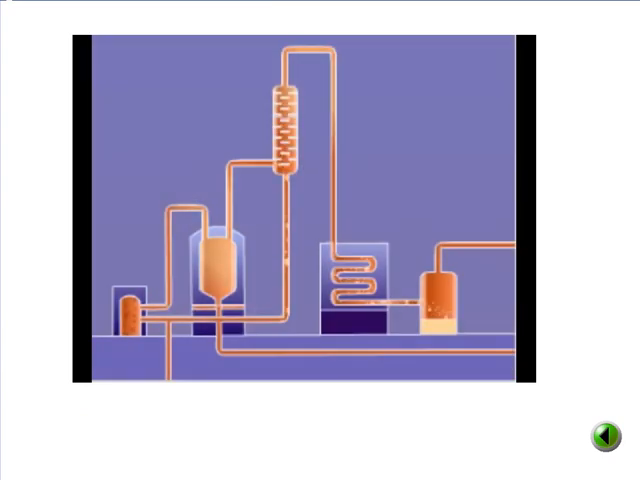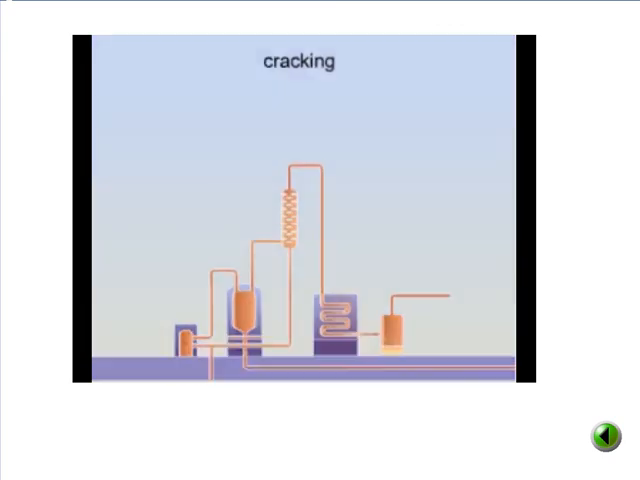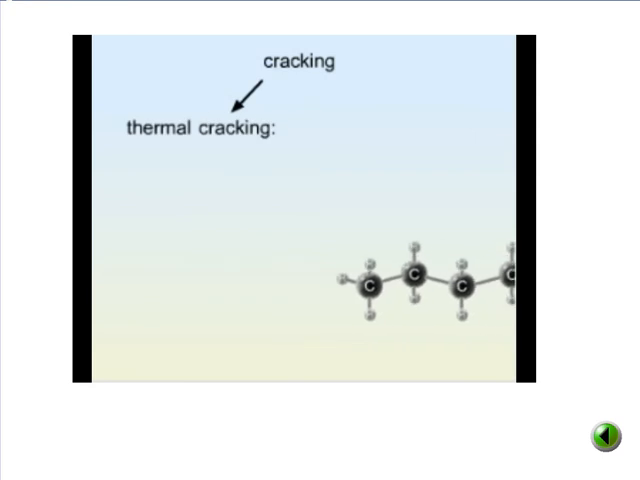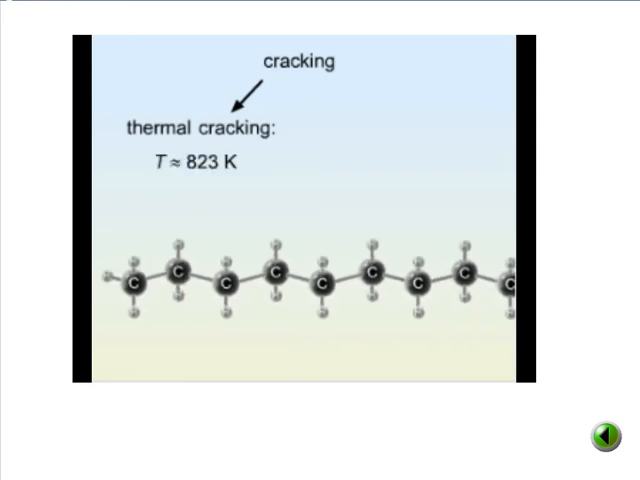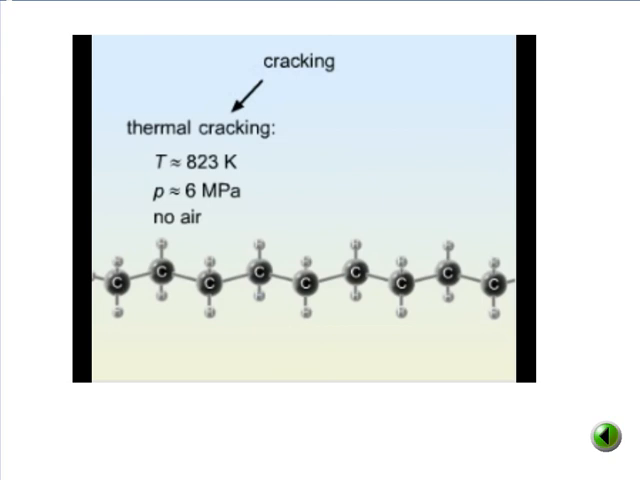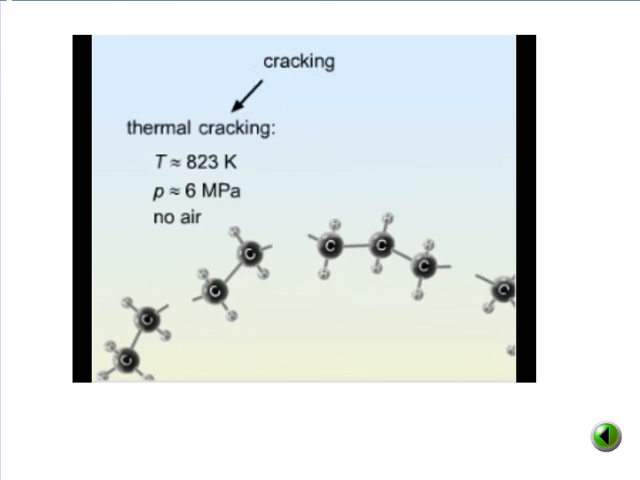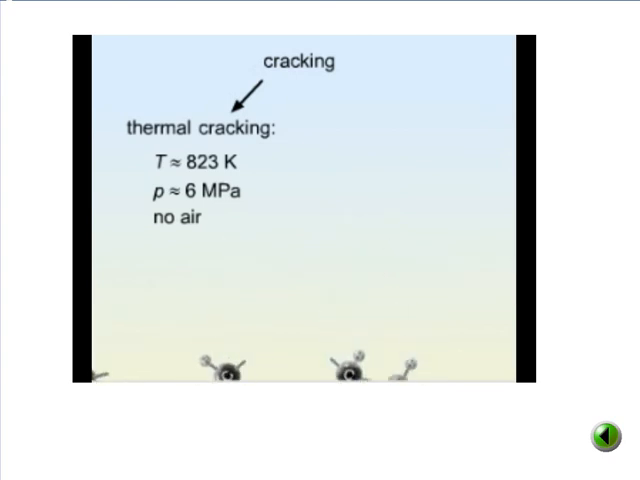Cracking is a chemical process that enables the conversion of high boiling products to low boiling ones. There are two methods of cracking. The older one, called thermal cracking, involves heating long-chain hydrocarbons under pressure in the absence of air. Under these conditions, they break down into shorter-chain hydrocarbons. Most of them fall in the range required for petrol.